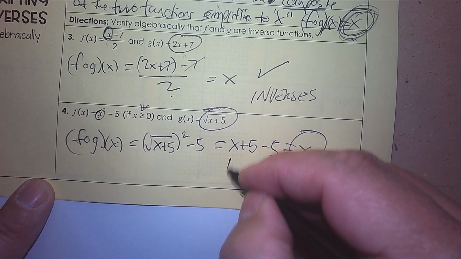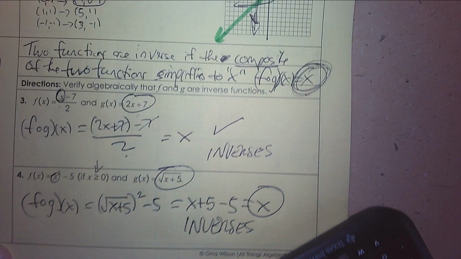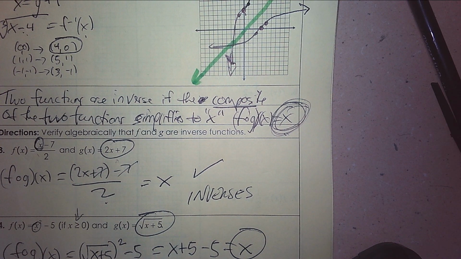Are they inverses? Let's recap. So, how can you tell geometrically if they are inverses? Or graphically? If you graph them, they reflect over what line? Y equals x. How can you tell not off a graph if they're inverses? You compose them. Take one inside the other, do the algebra, and it always equals x.